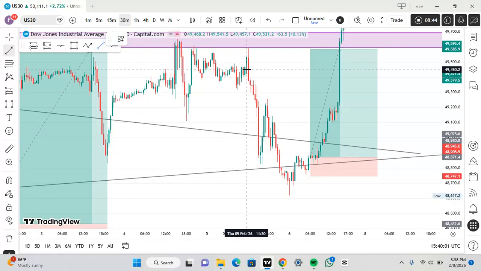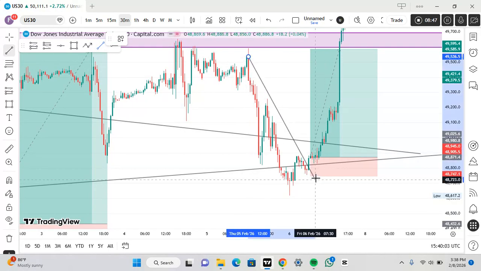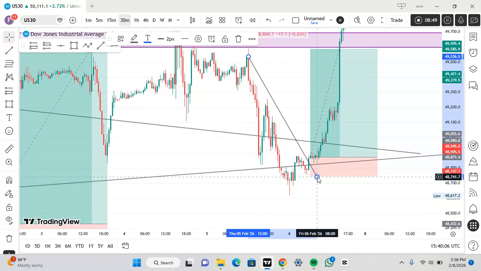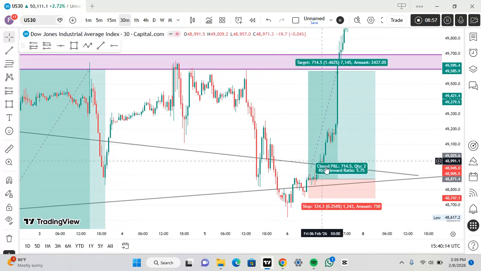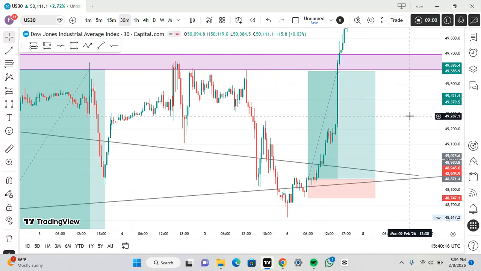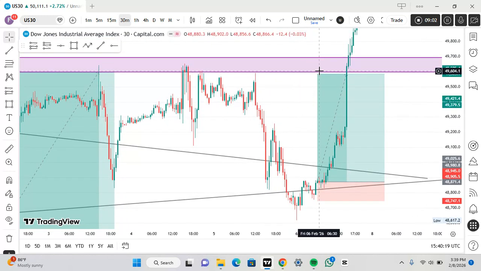What do you expect me to do? Place my trend line as simple as ABC. I placed the trend line there, and what happened? Price broke, retested, then I entered. And this time, what happened? Price moved to my TP again. It moved to my TP, hit it.